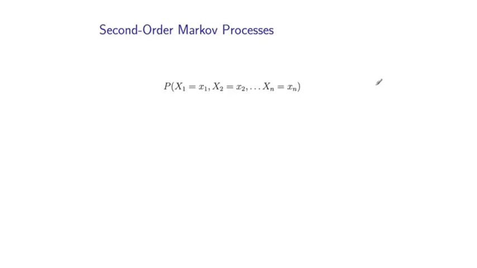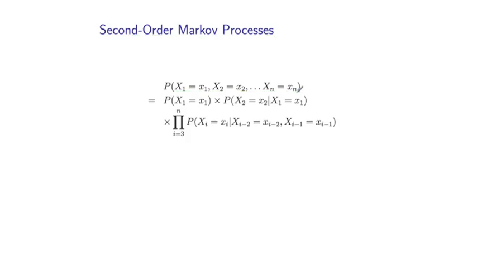Okay, so we've defined first-order Markov processes. We'll now see how to generalize these to what are called second-order Markov processes. And in fact, this will be a very straightforward generalization of what I've just shown you. So the task, again, is to model the joint distribution over a sequence of n random variables.